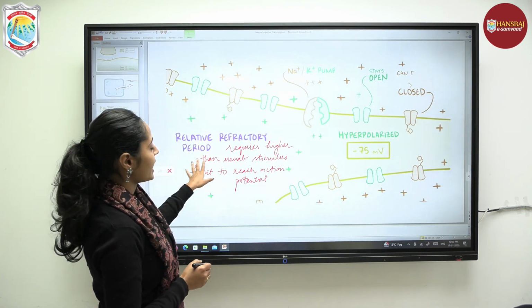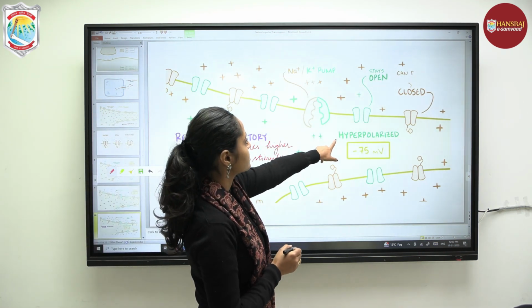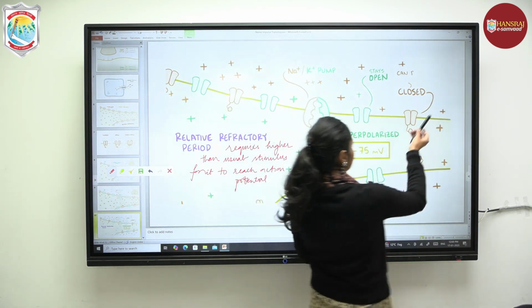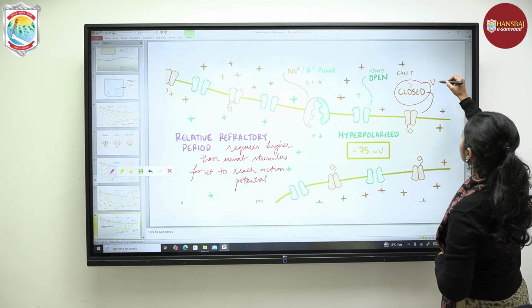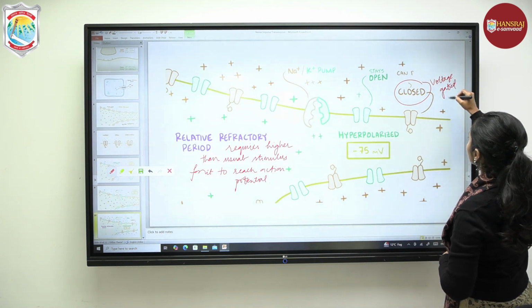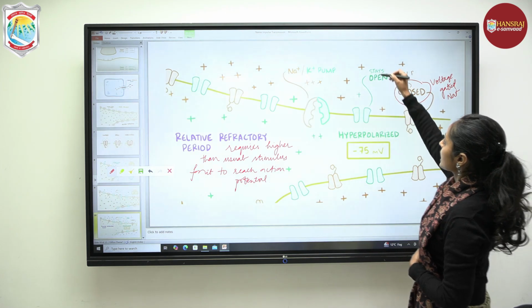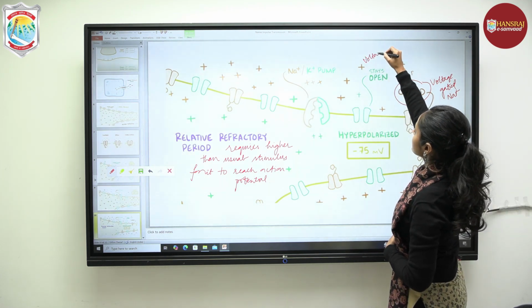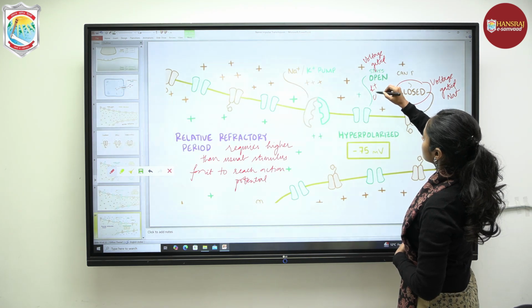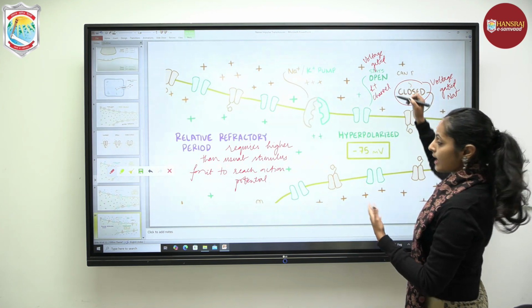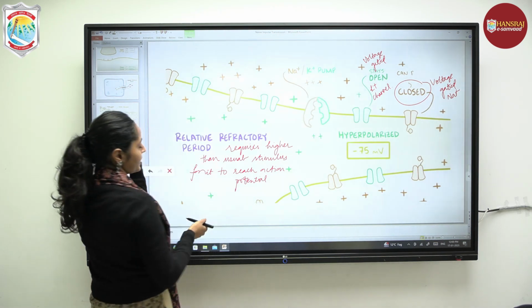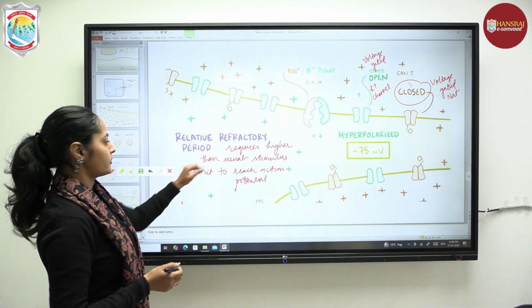At this point of time, when the membrane is hyperpolarized, you can see that the sodium channels, voltage gated sodium channels, are closed. And the potassium channels, voltage gated potassium channels, they are open. And as a result of which membrane is hyperpolarized because more potassium is moving out. That is known as relative refractory period.